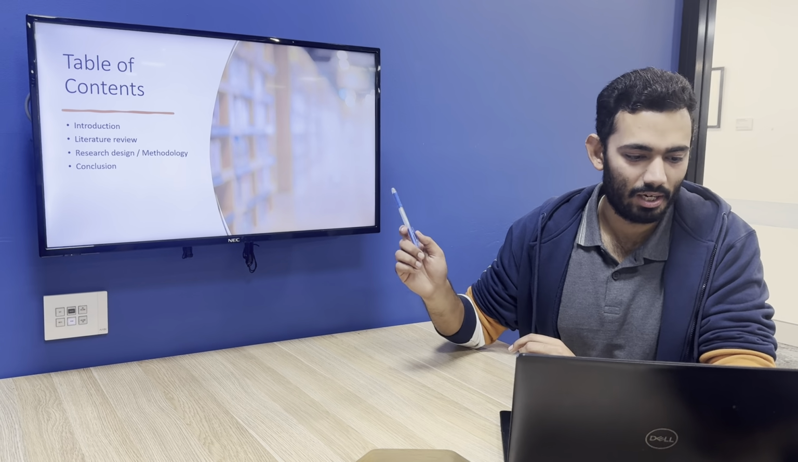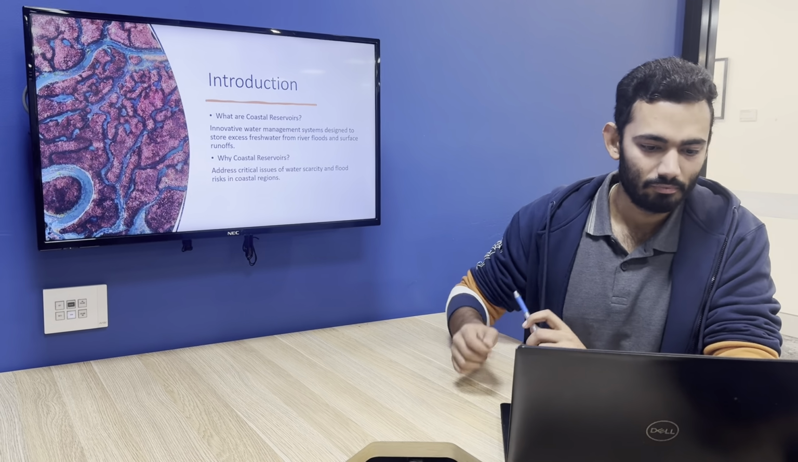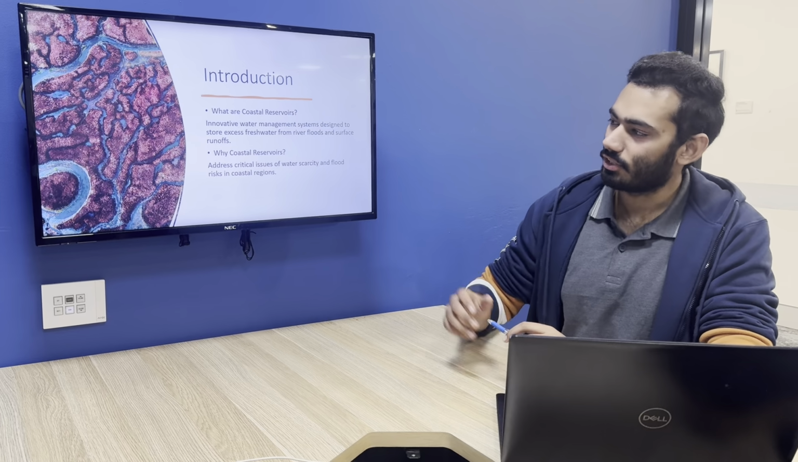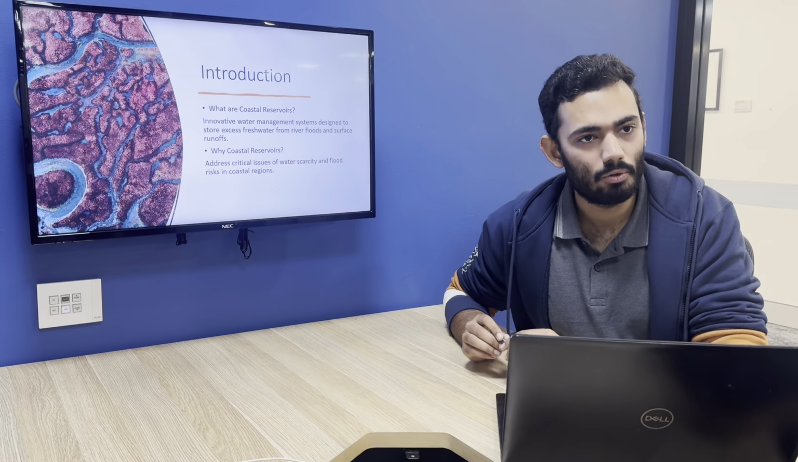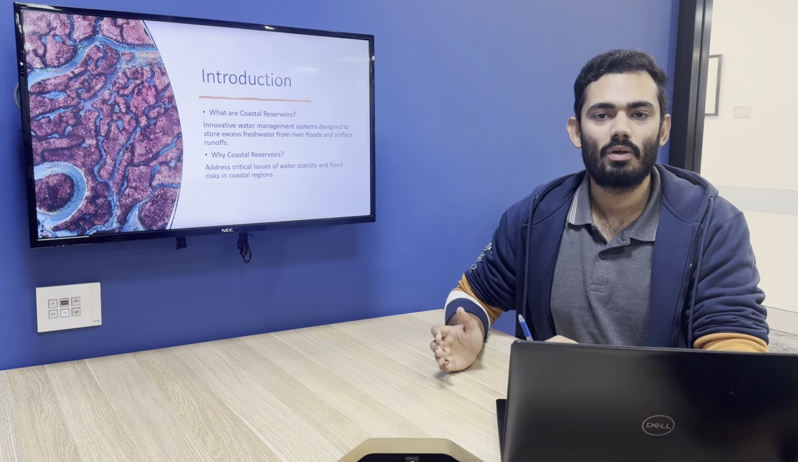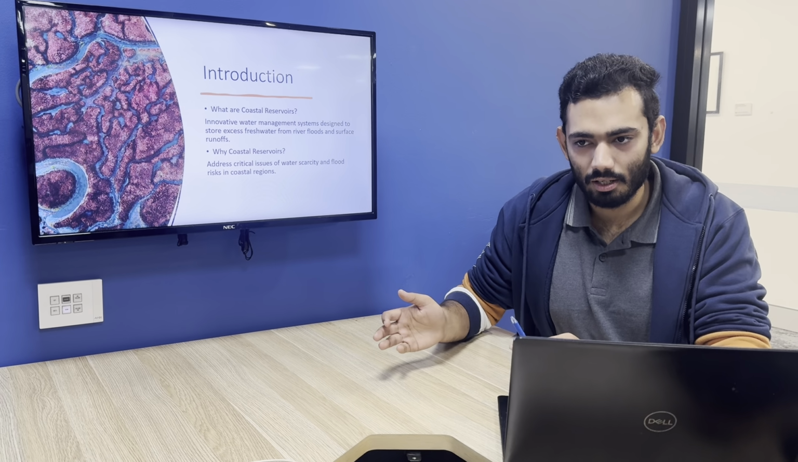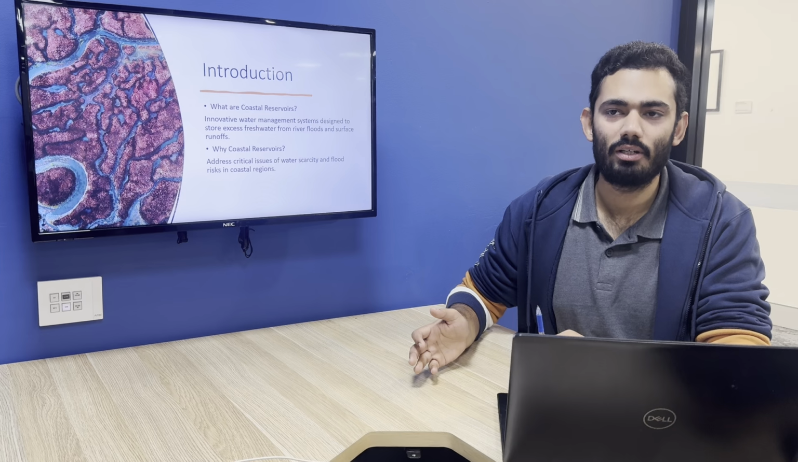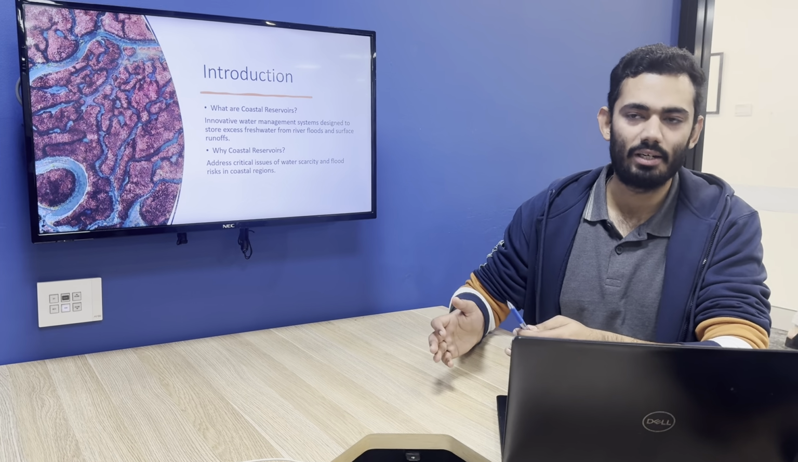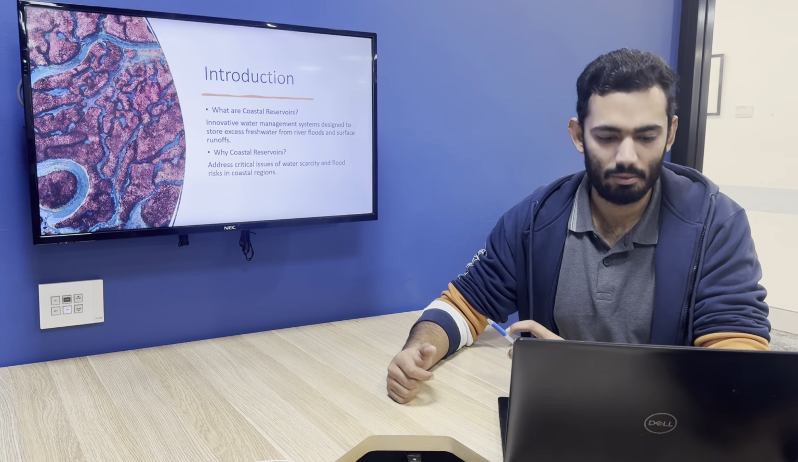Moving forward to the table of contents, in this presentation I will discuss the introduction, literature review, research design, and the conclusion. Moving forward, I will talk about what coastal reservoirs are. Coastal reservoirs are reservoirs that usually store the excess water from river floods and excessive water, to store it and use it for later purposes.